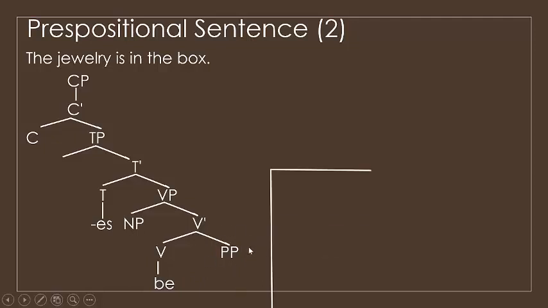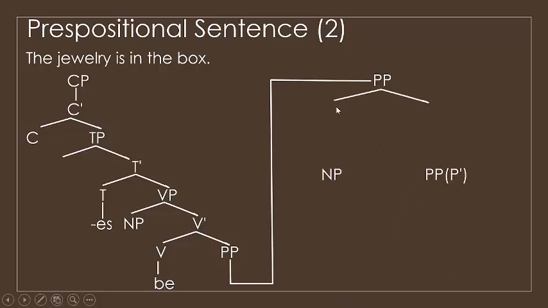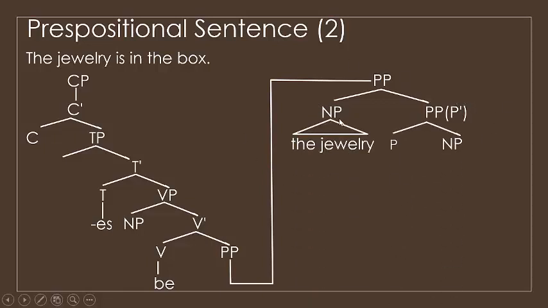The structure of PP here is like this. It's a PP. The PP here branches into an NP as a specifier and P bar. The NP as a specifier is the jewelry, and then the P bar here branches into P as the head and NP as the complement. The P here is in, this is the head, and NP here, the box here, is the complement of in. Well, we can say that this is the D structure of the sentence, the jewelry is in the box.